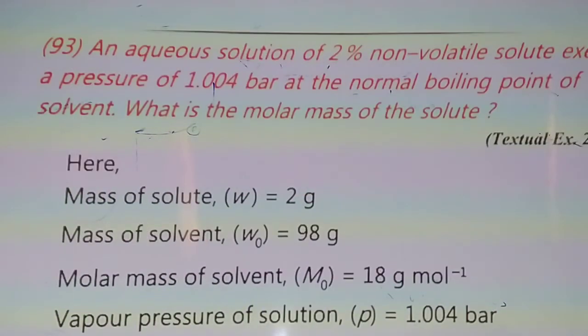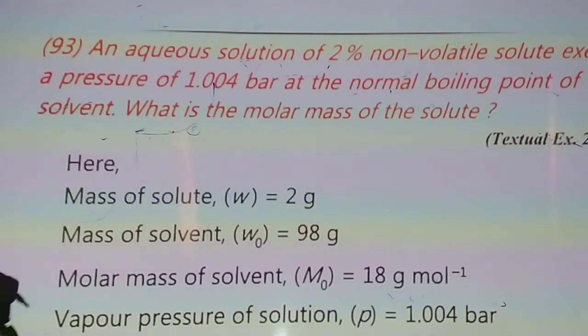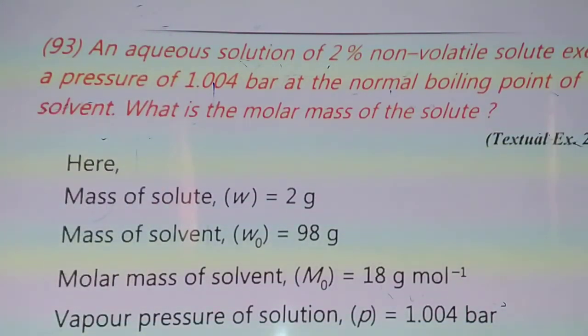Aqueous solution of 2% non-volatile solute exerts a pressure of 1.004 bar at the normal boiling point of the solvent. What is the molar mass of the solute? Here, aqueous solution of 2% non-volatile solute: out of 100, 2 gram, and pressure is 1.004 at the normal boiling point of the solvent. What is the molar mass of solute?